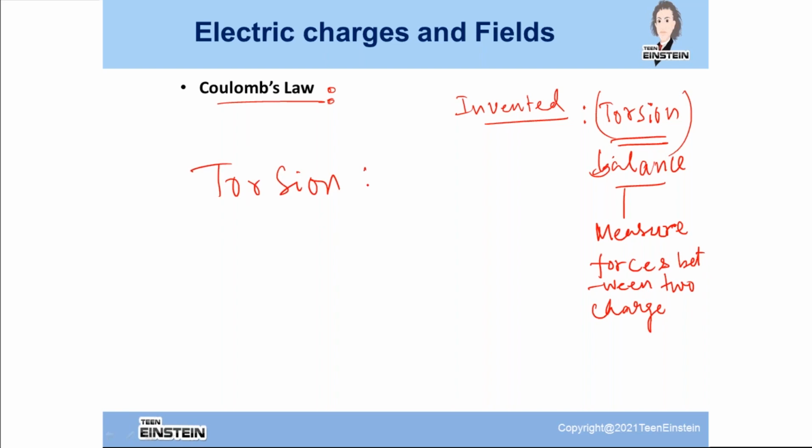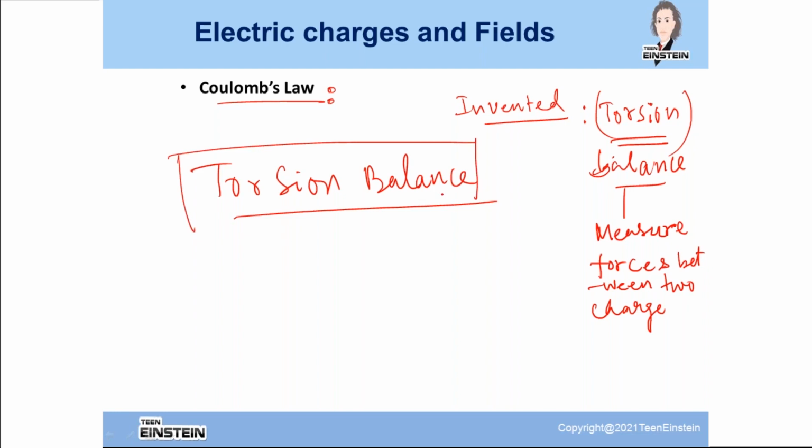This is not in your syllabus or your textbook. What is a torsion balance? I'll request you to see some YouTube video on what a torsion balance is and how it works for measuring force. If you don't understand, you message me, and I'll tell you the next day what a torsion balance is and how it works. Sir, it was invented by Coulomb? Yes, Charles Coulomb.